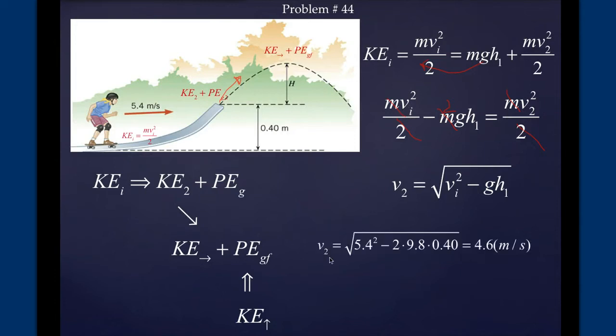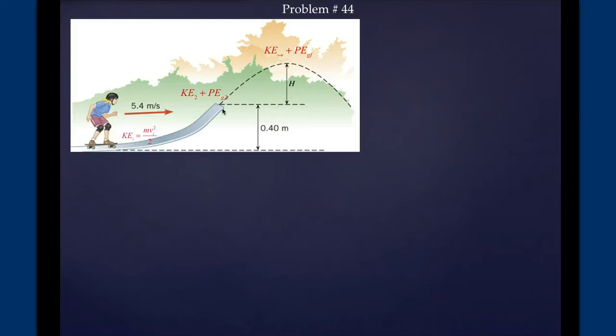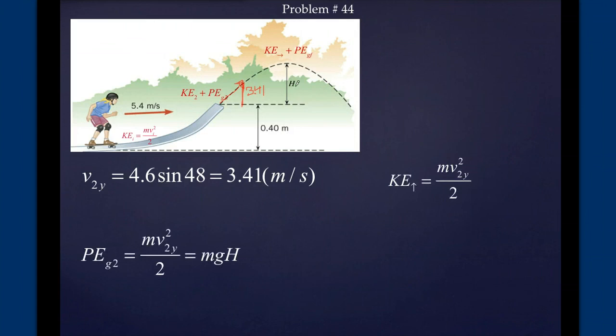Putting numbers in, I'm going to get 4.6 meters per second. So at this moment right here, she has 4.6 meters per second velocity. Then in order to figure out which part of the kinetic energy is vertical, here's my 4.6, and this part is going to be 3.41. If I do mass times this velocity squared over 2, I will get this chunk of vertical kinetic energy, so to speak. And that vertical kinetic energy turned into this potential energy with this height.